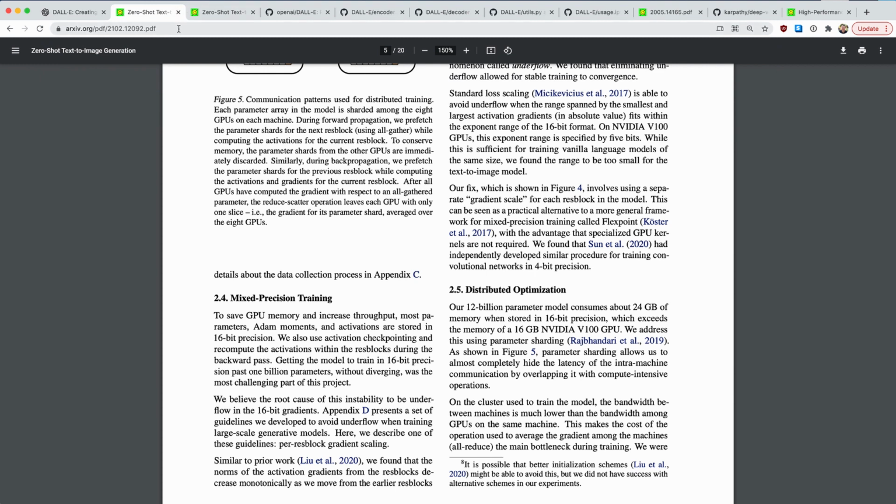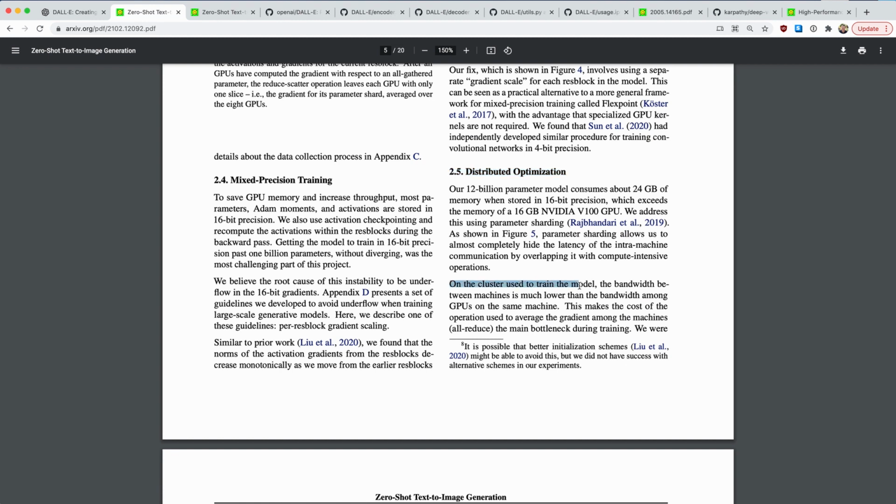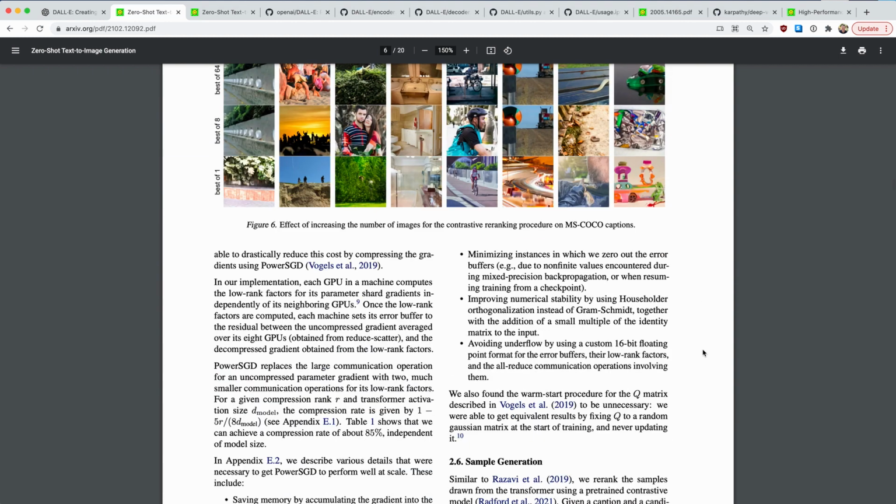Yes. So of course we have a cluster. We have relatively fast intra-node communication between GPUs, but relatively slow inter-node communication between different nodes, and we have to deal with that. This becomes one of the major training bottlenecks, allegedly, according to the paper. We're spending a lot of time communicating gradients between the different machines and synchronizing them to do the all-reduce operation.